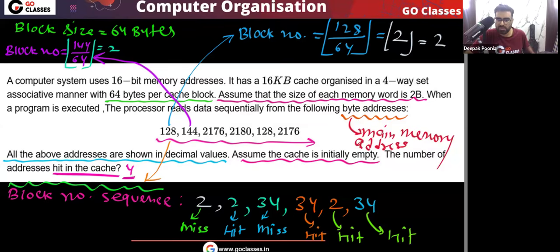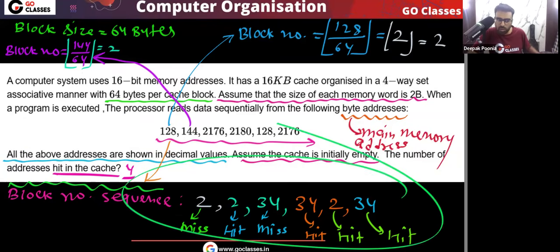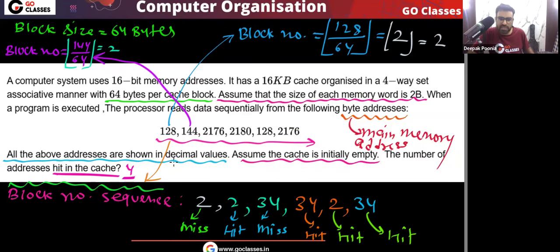I hope you understood this point. I hope you understood the explanation of this question. So remember, in any block replacement based question, if the main memory byte address sequence is given to you, then you convert that into a block number sequence. From the block number sequence, you can easily solve the question, because whenever there is a cache miss, the whole block will be transferred from main memory to the cache memory.